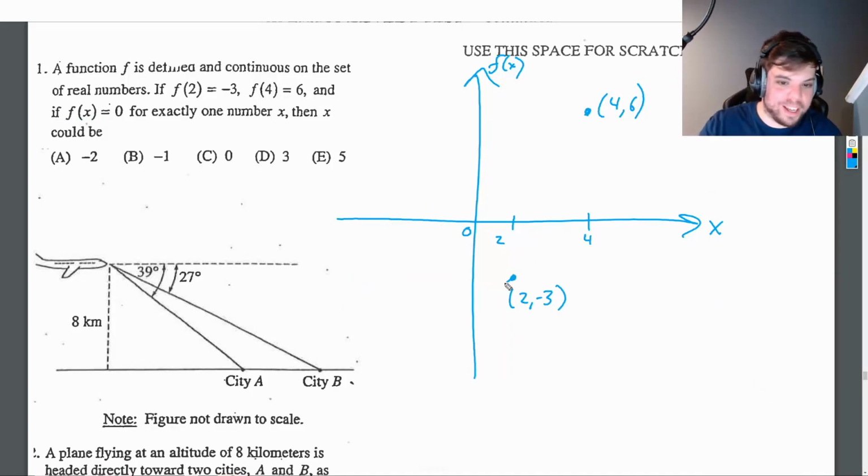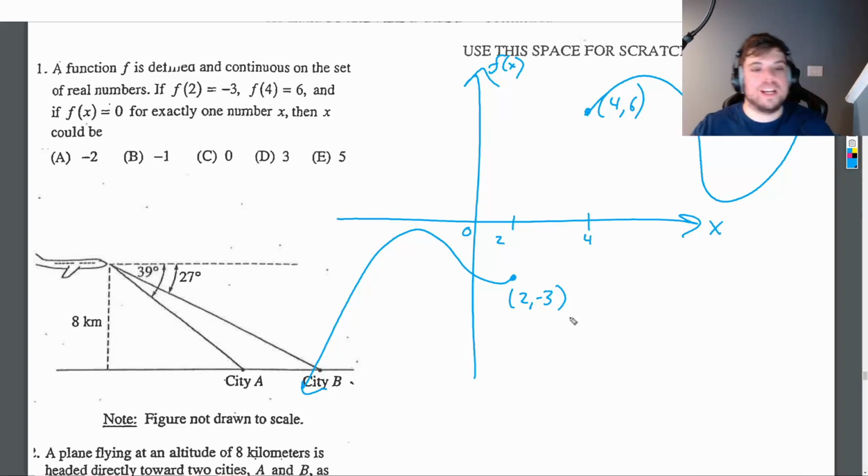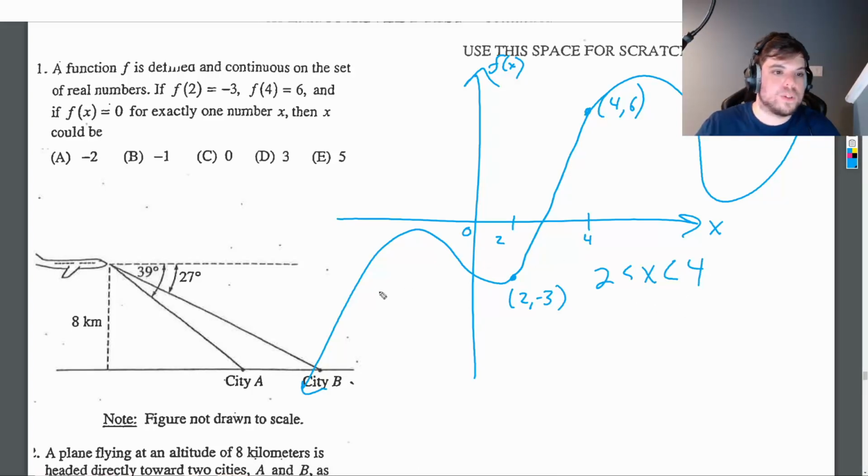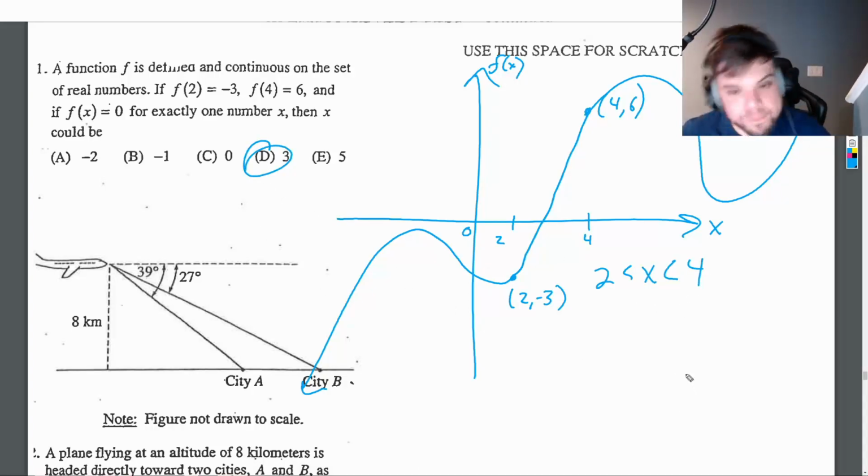Hold on, let's draw that better then. F of x never equals 0 on any other point. So it actually has to look like that. So for exactly one number x, somewhere between 2 and 4, it has to cross the x-axis. So the only possible answer choices are ones not equal to 2 and not equal to 4. So the only one that's between 2 and 4 is D. Cool problem.